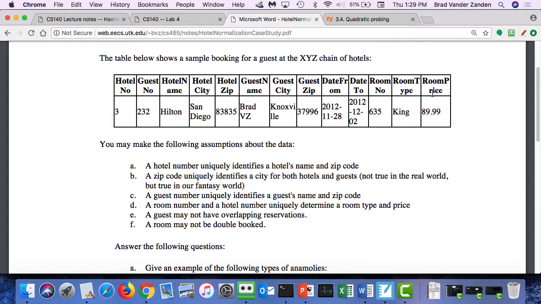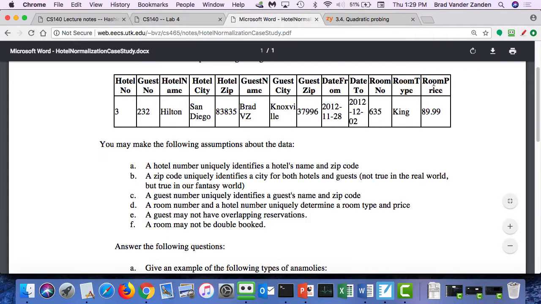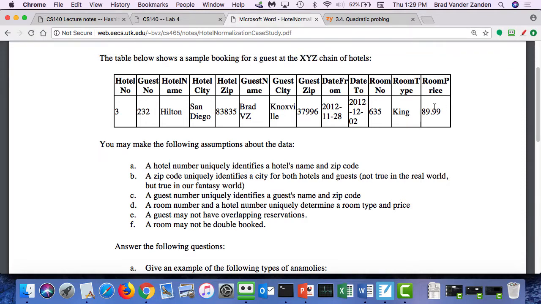So that's one. You got one. The room type and room price can have update anomalies because if you change either of them, you have to update every other instance of them in the database. Okay, we got two more.